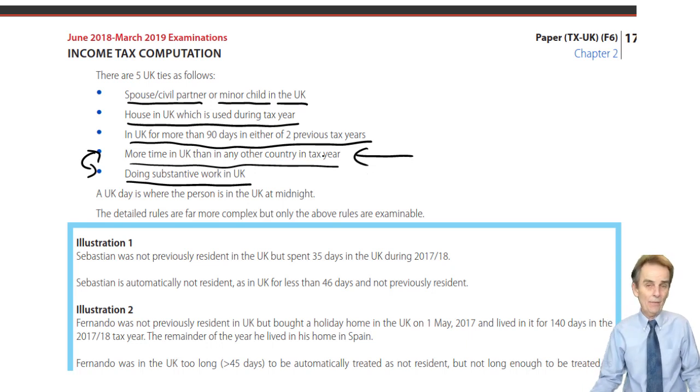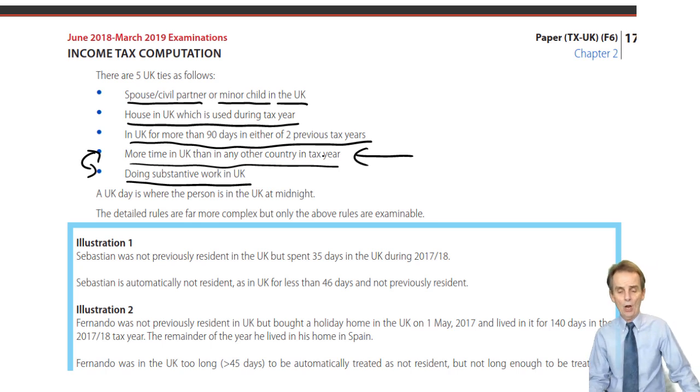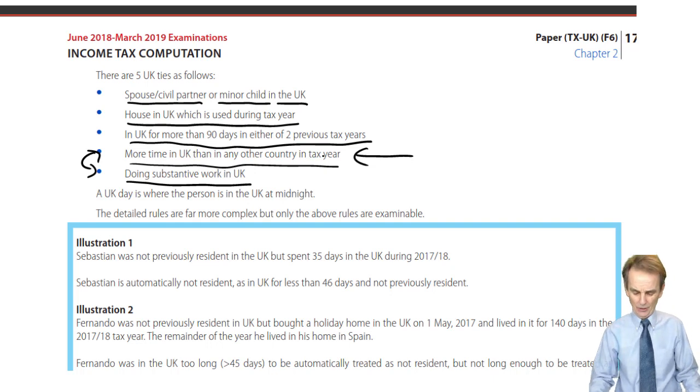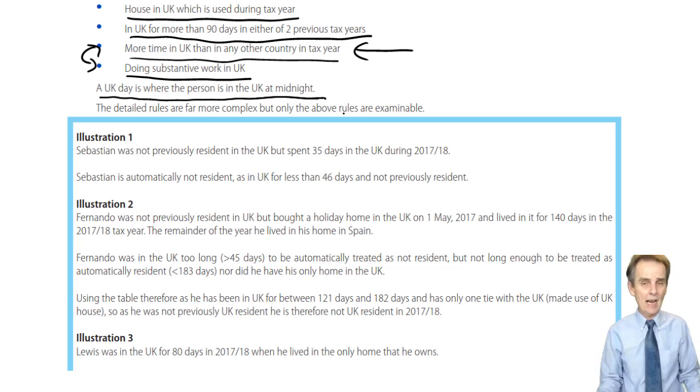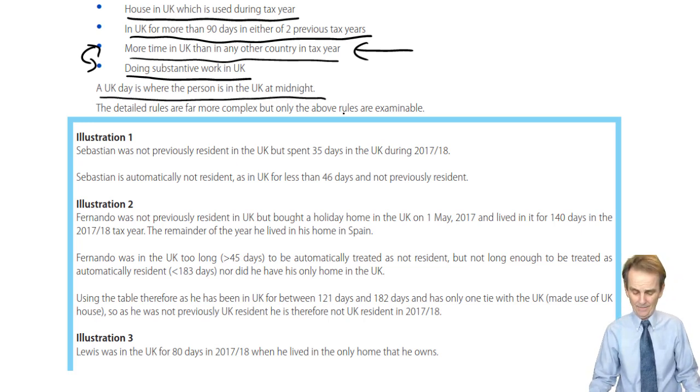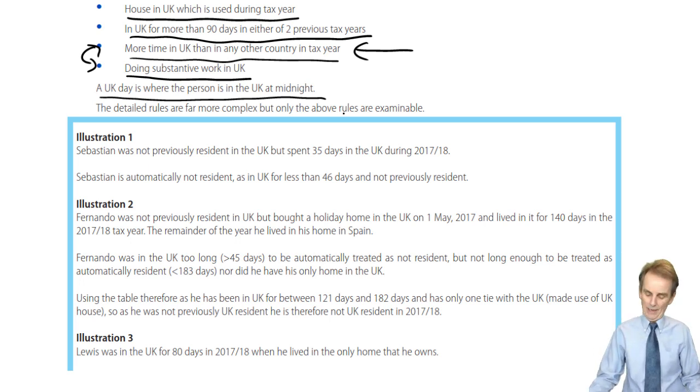Okay, what would happen on that one if you were to do it? They would simply tell you that the individual has travelled from one country to another, to another, to another, and how many days they spent in each country. If the most amount of days spent in any one country was in the UK, then that is a tie. But again, only applicable for those who had previously been resident in the UK in any of those previous 3 years. As I said earlier, a UK day is where the person is in the UK at midnight at the end of the day. You may think that these rules are complicated enough. The detailed rules are even more complex, but that's the limit on what we have to know.